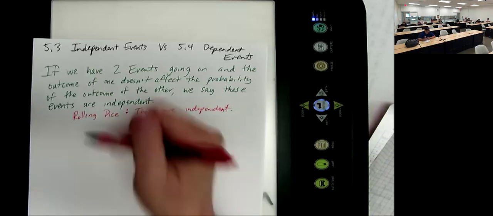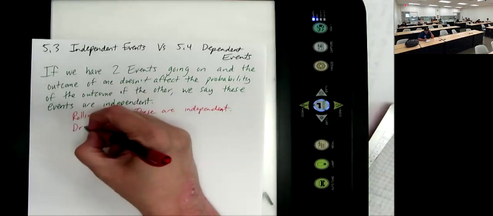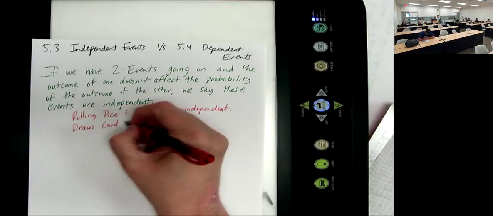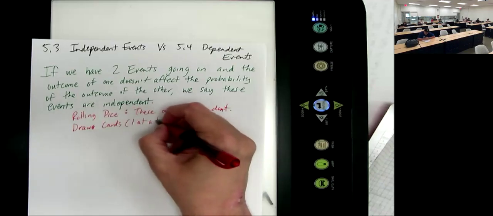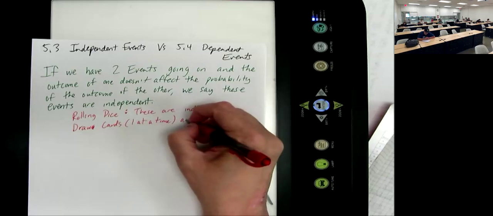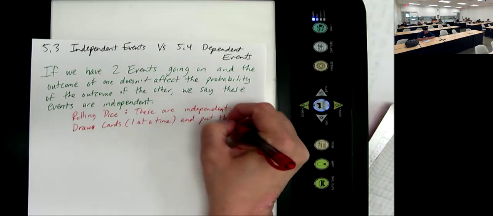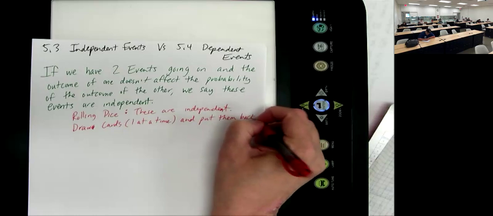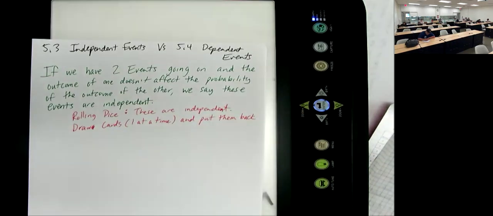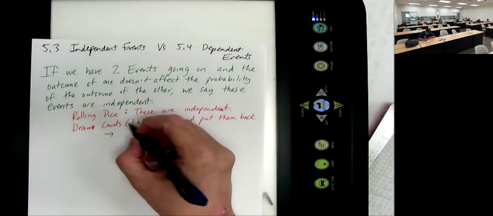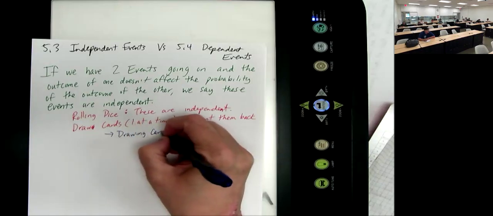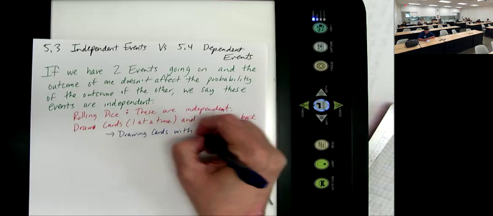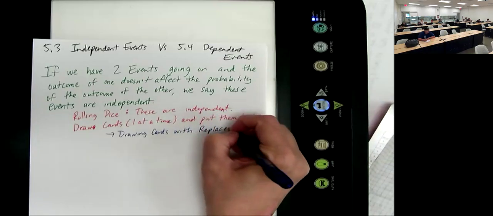If we draw cards one at a time and put them back, this also counts. And you will see that they will talk about this in the homework as drawing cards with replacement. When they say with replacement, they're saying you draw the card out, you put it back in.